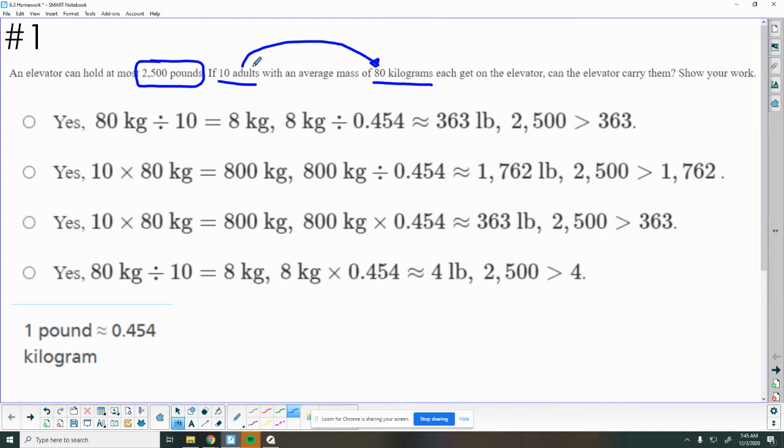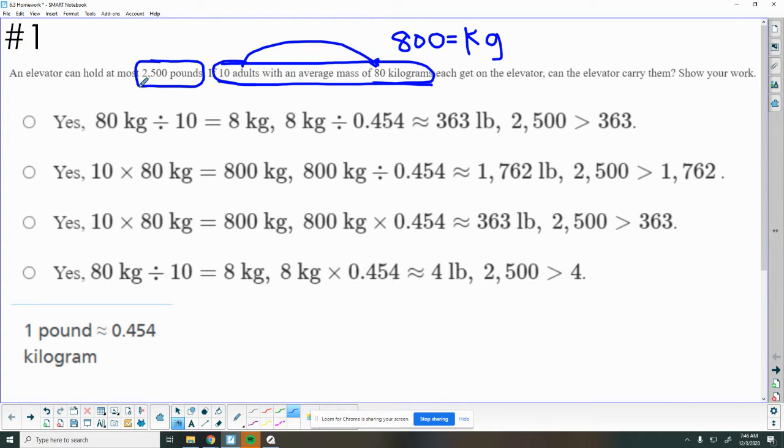So first we need to know, how much do these adults weigh all together? So I know we need to do 10 times 80, because the first adult weighs 80 kilograms. The second adult weighs 80 kilograms, so there's 160. The third one weighs 80 kilograms, 240. So we would keep on multiplying those out. 8 times 10 is 80, with another 0 is 800. So together, all of the adults weigh 800 kilograms.